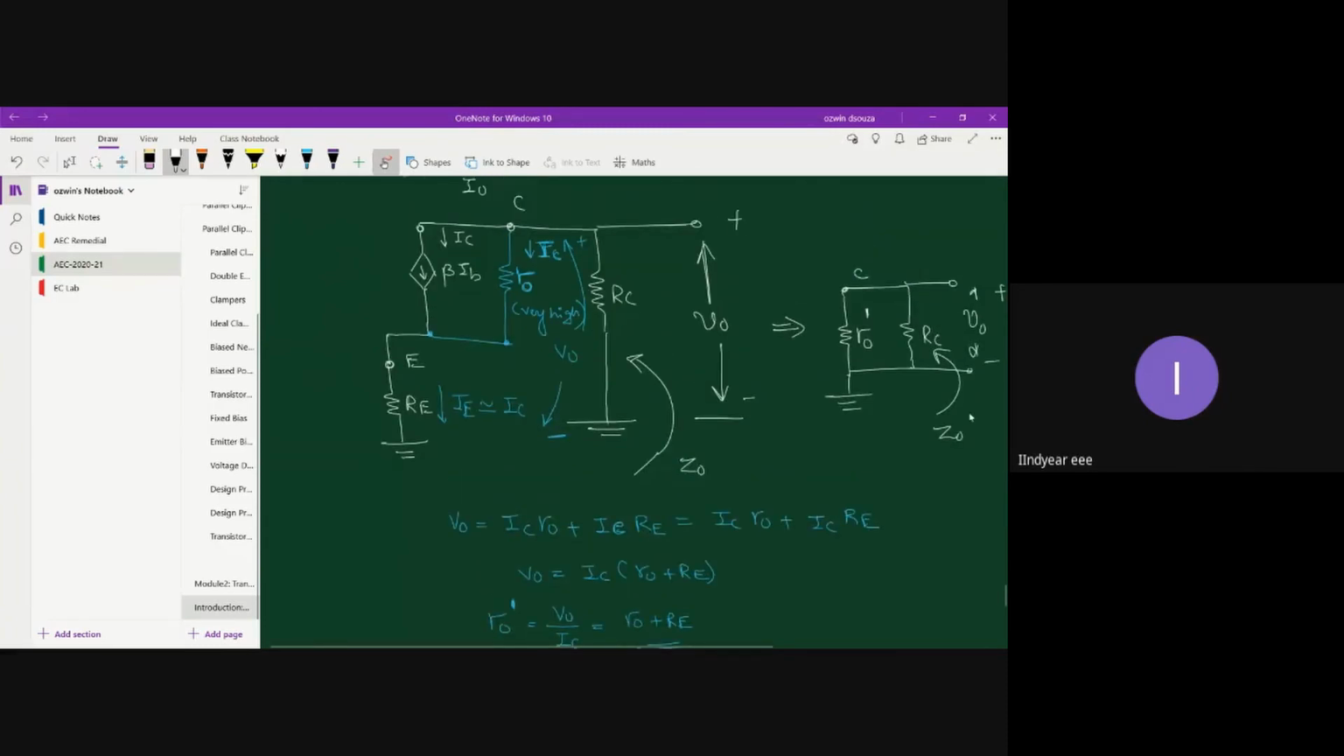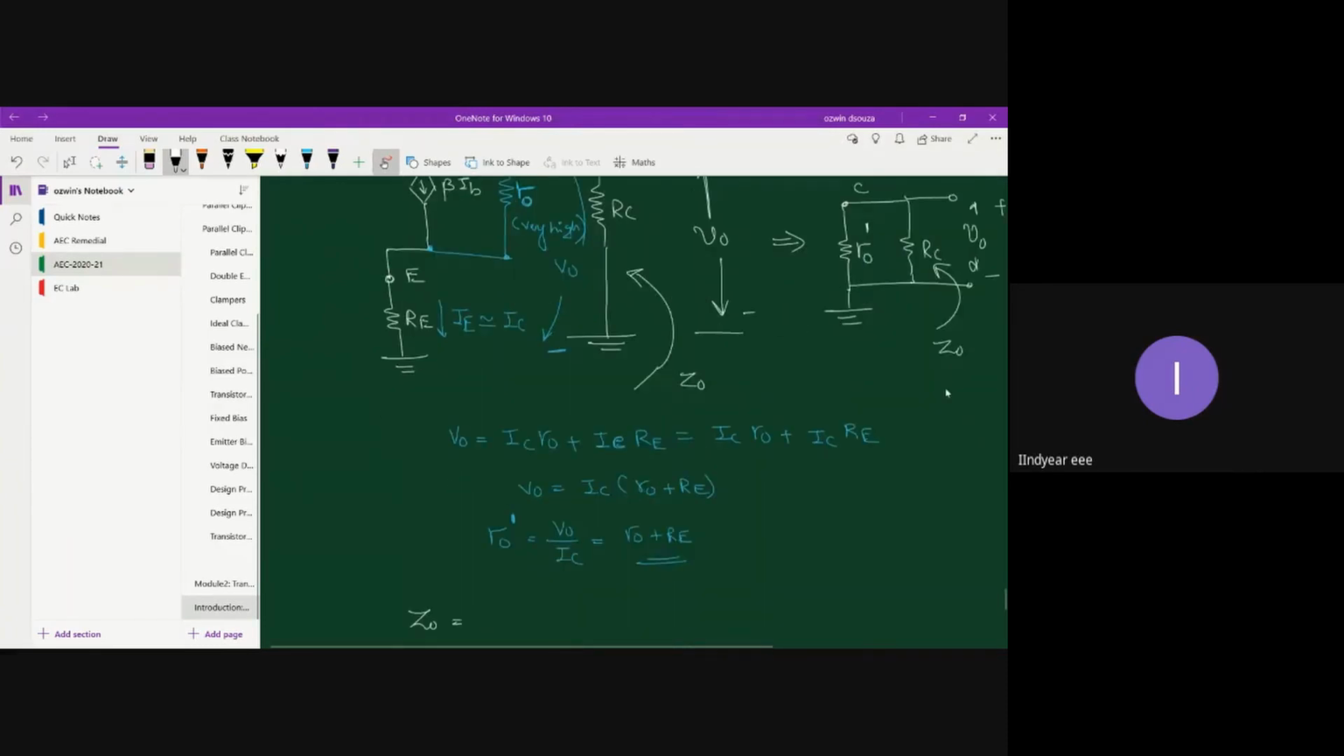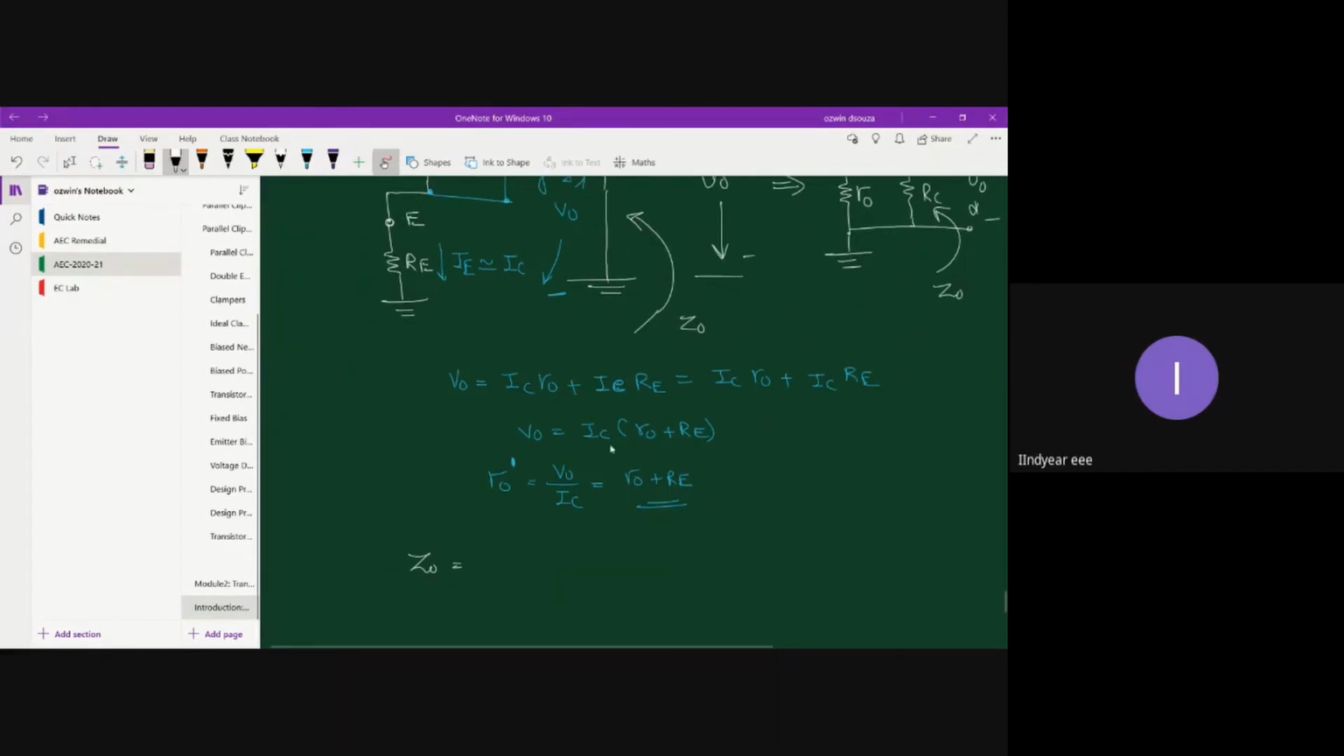Output impedance Z0 is nothing but the impedance measured from collector to ground. So between collector and ground, you have the two resistors appearing in parallel. So it is going to be R0 dash parallel with RC. Okay, so that is your exact expression.